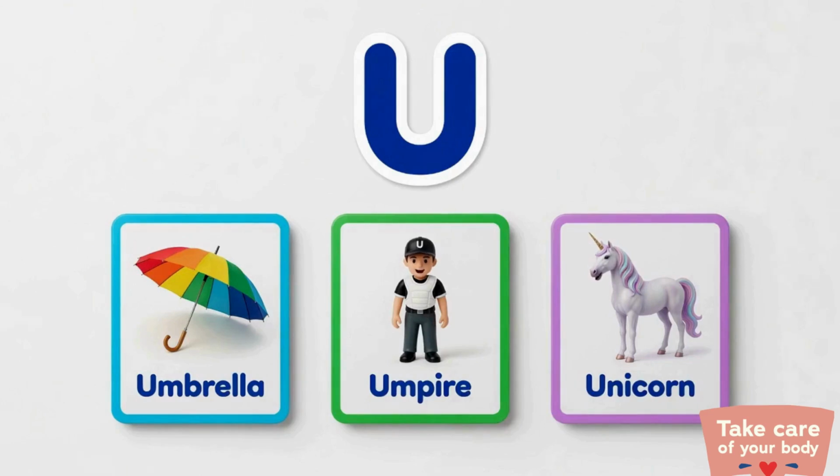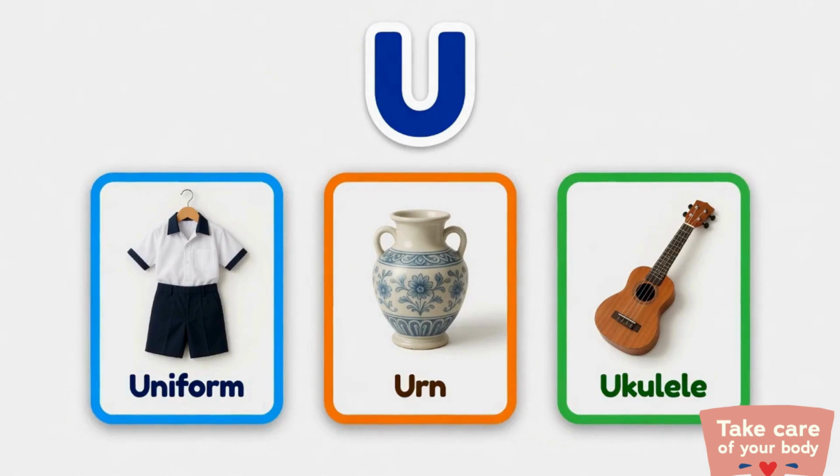This is the letter U. U is for umbrella. U is for umpire. U is for unicorn. U is for uniform. U is for urn. U is for ukulele.